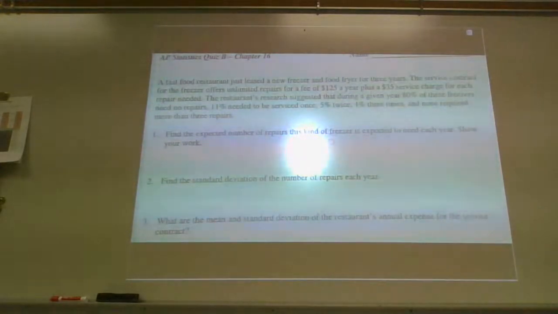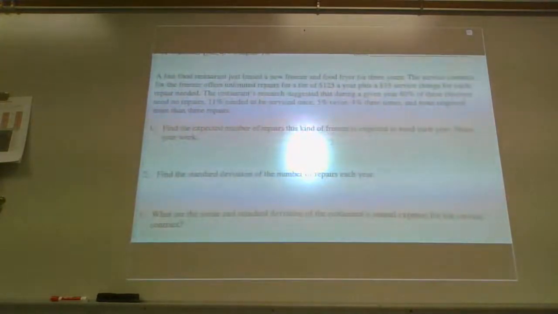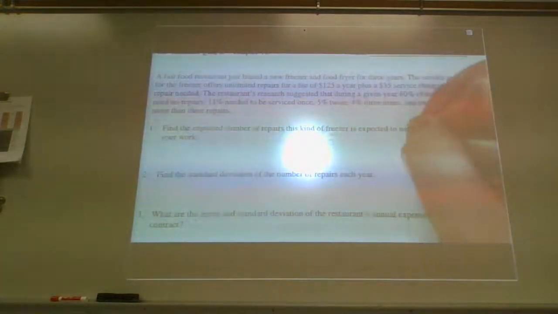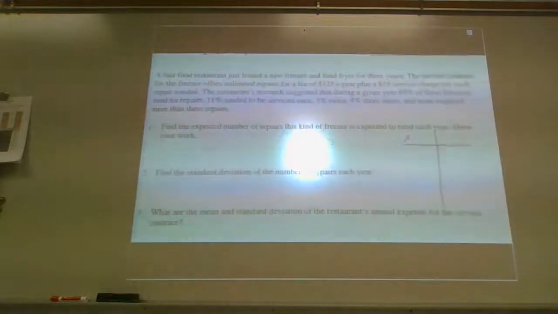Excellent. So I'm looking at this, and I realize that I'm going to have to create some kind of table similar to what we did in regards to that gambling game. Now, in this case, we're not talking about profit. We're talking about number of repairs. So in this case, X is going to be the number of repairs that I'm putting onto this thing.